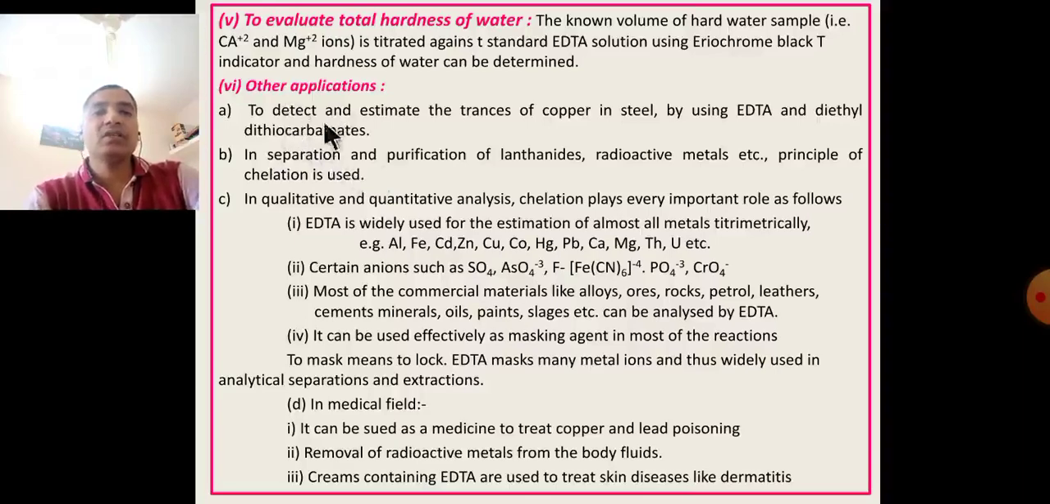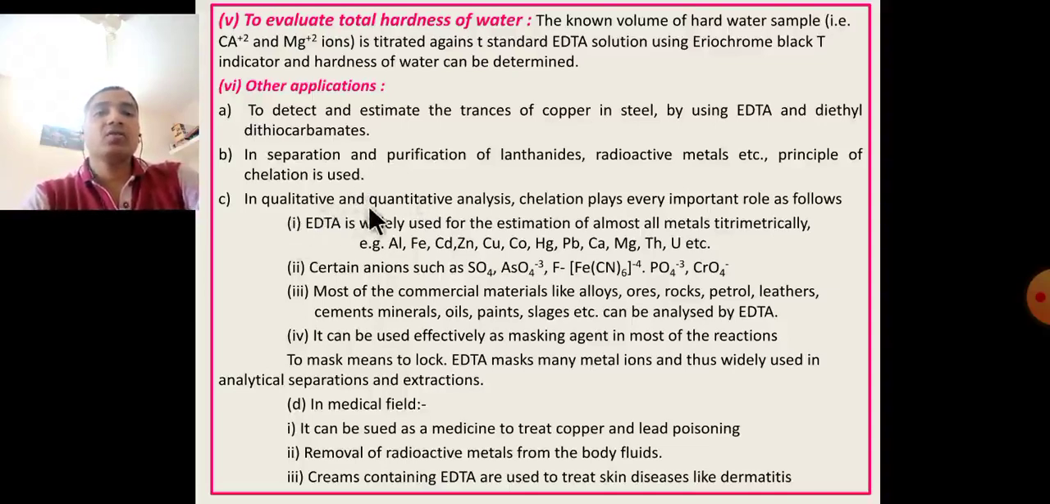Some other applications: to detect and estimate the traces of copper in steel by using EDTA and dithiocarbamates. Second, in separation and purification of lanthanide and radioactive metals, the principle of chelation is used. EDTA is usually used in the separation and purification of lanthanide and radioactive metals.